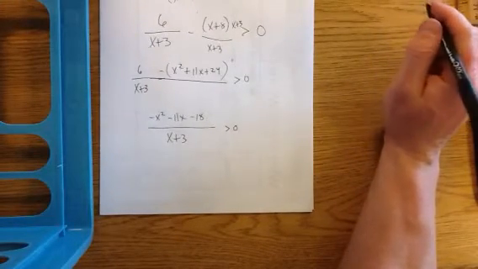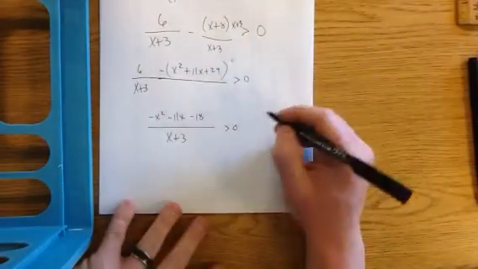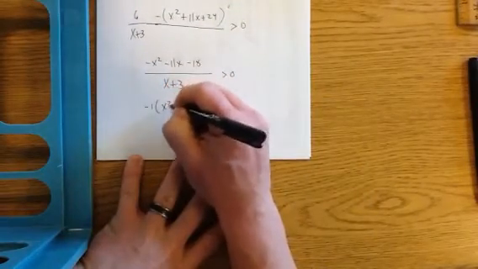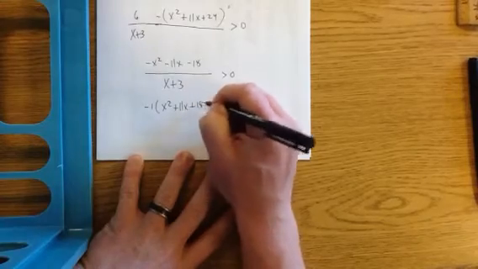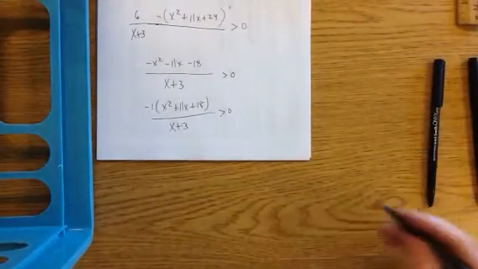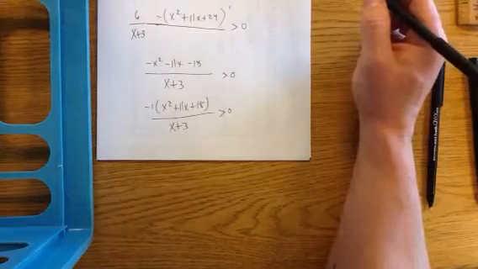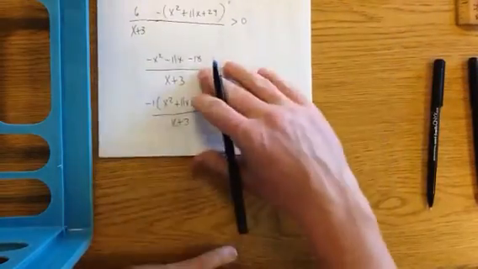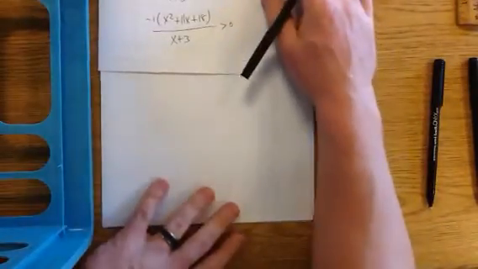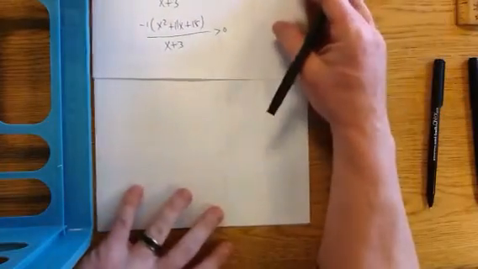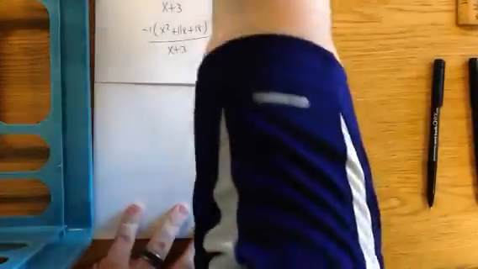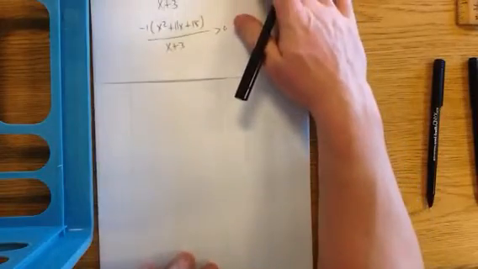Now the next thing I need to do is factor out the negative 1 here. So I'm going to end up with negative 1 times x squared plus 11x plus 18, all over x plus 3 is greater than 0. Now that negative 1, some of you are wondering, what do I do with it? Nothing, really. It's a constant. It will help us out, but as far as your critical points, it doesn't affect your critical points at all. So we can just keep on moving.